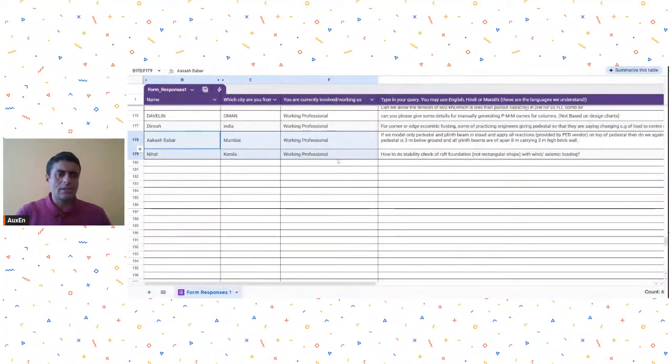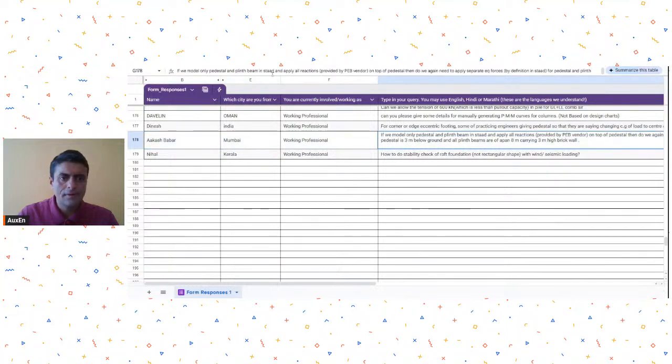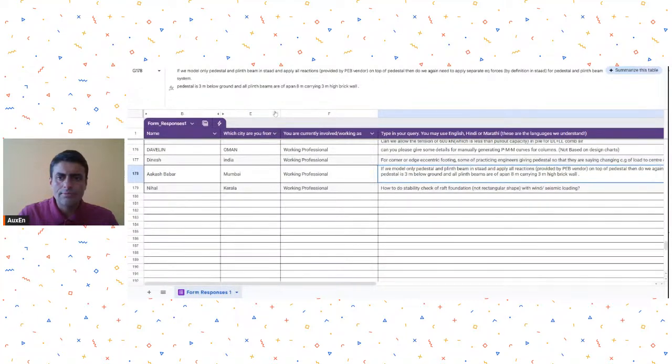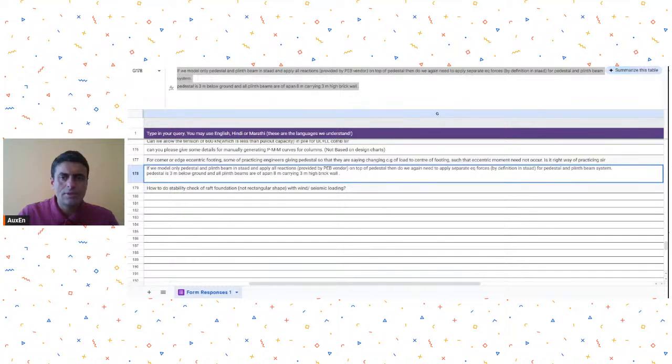First question, Mr. Akash Babar is asking, joining us from Mumbai. If we model only pedestal and plinth beam in STAAD and apply all reactions on top of pedestal, then do we again need to apply separate EQ forces for pedestal and plinth beam system? Okay, so I'll just copy his question and take it over to OneNote and then try to answer it.